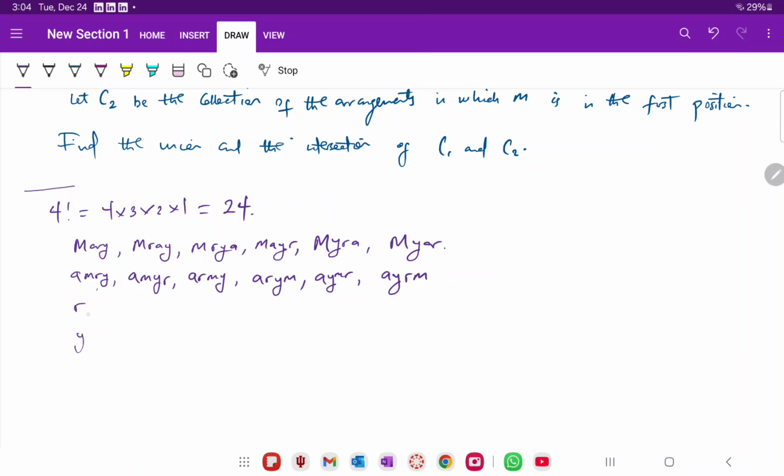So for R, we have R, A, M, Y, R, A, Y, M. Let's have R, M, A, Y, R, M, Y, A. So two possible arrangements remain. So we have R, Y, A, M and R, Y, M, A.